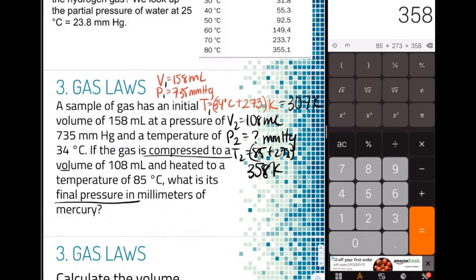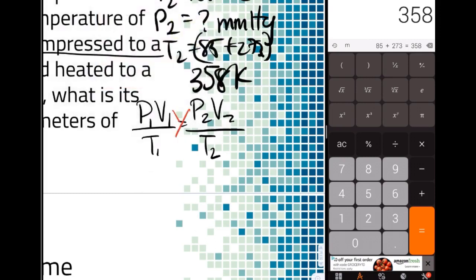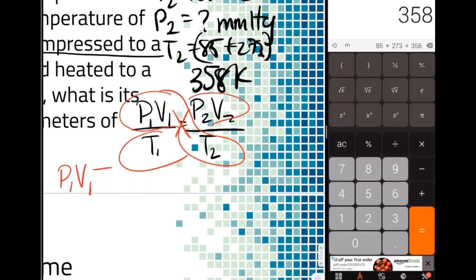So I can see that I have 1's and 2's here, so I'm thinking I probably need to use the combined gas law. Remember, the combined gas law on your periodic table looks like this. But before we plug the numbers in, we're going to rearrange so that it says P2 equals some other stuff. So first I want you to cross multiply. So cross multiplying, these are going to go together on the same side, and these are going to go together on the same side. So you're going to get P1V1 times T2 equals P2V2 times T1, because you're going to make sure that these are all paired up across from each other.